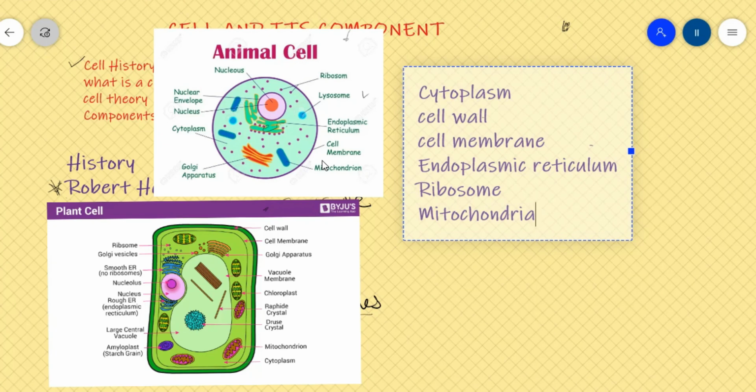But let me save you the gist. Well, mitochondria is the powerhouse. So we talked about cytoplasm, cell wall, cell membrane, endoplasmic reticulum, ribosome, and mitochondria. Now, I will not leave without mentioning one other key component, which is what? The nucleus.